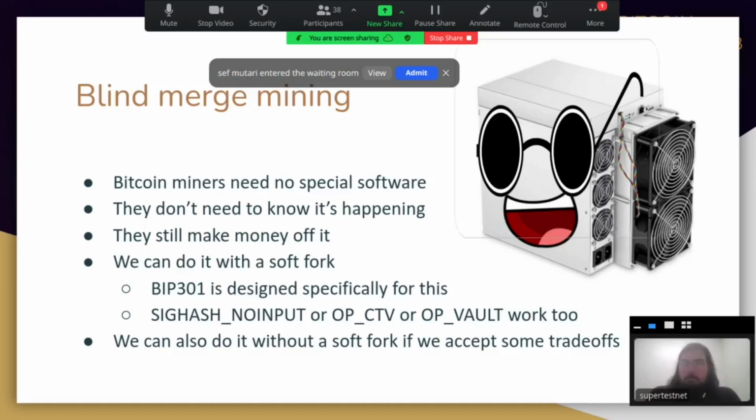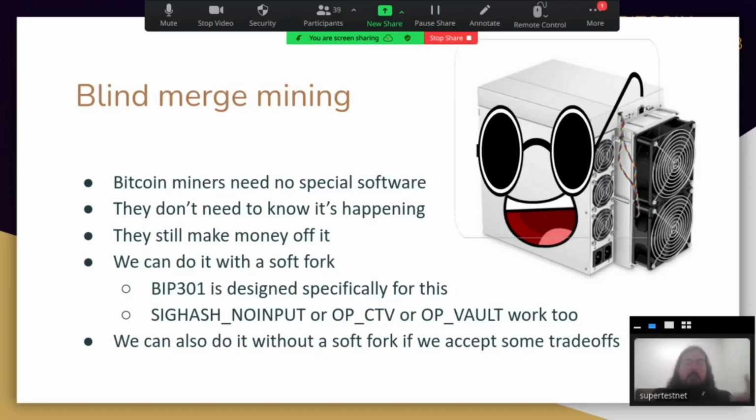So with blind merge mining, miners don't know that they're doing this. They don't know that they're mining an alternative blockchain as well. It's a pretty cool trick that we use to make them do work on another blockchain without actually knowing they're doing it. So they don't need to know what's happening, which is why we put the little sunglasses on them to indicate that they're blind. They do still make money off of it. They actually gain transaction fees from it.